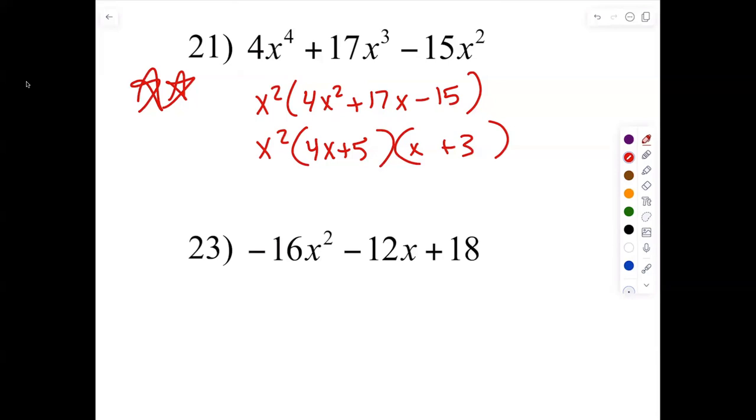Now, this is why this one's harder, because there's another combination of numbers, and that would be what? 4x minus 3 and x plus 5. Like I said, it doesn't take that long to look. Negative 3, positive 20, positive 17. Negative 3 times positive 5, negative 15. 4x times x, 4x squared. It just takes an extra second to do that.